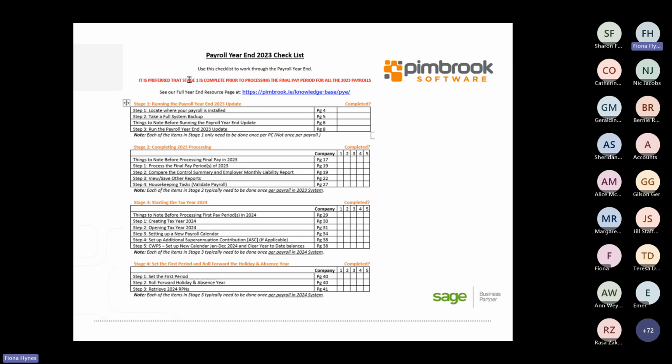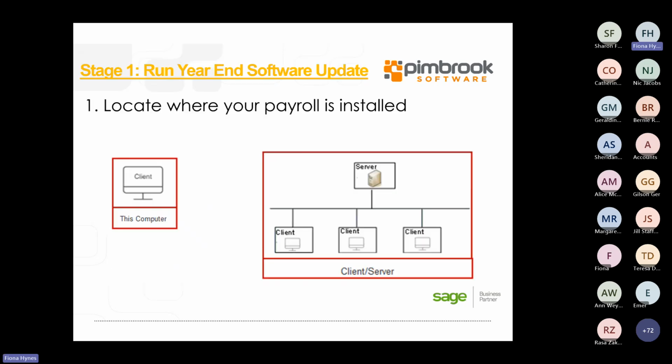On page 3 of your booklet, you will see the end of year checklist. This is useful because you can tick each task as you complete the work, and particularly useful if you have more than one payroll. So now let's get started.